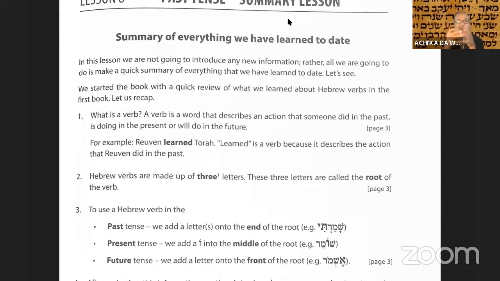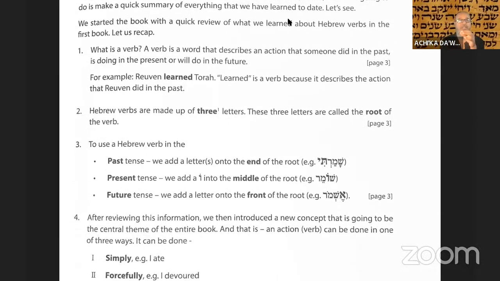So number 1, we understand what a verb is. We know that it describes an action that someone did in the past, is doing in the present, or will do in the future. And they tell us what pages we need to go to. So when I send this over to you, you'll be very familiar with it.